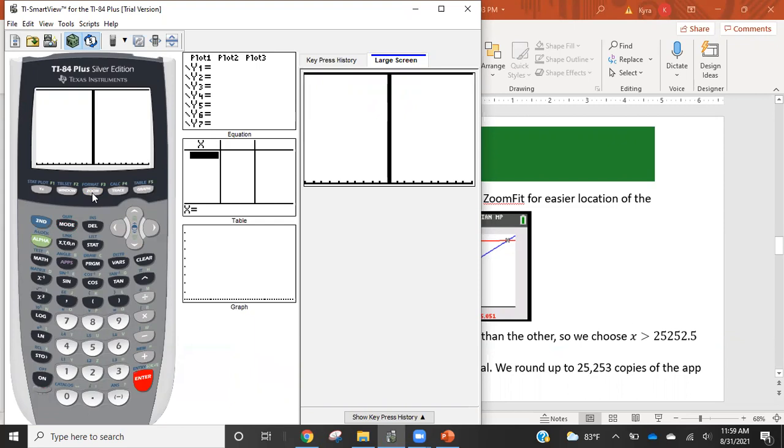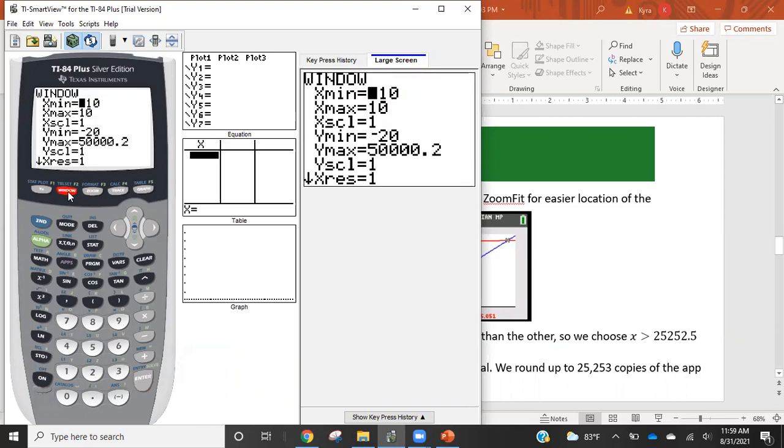That's not overly helpful. I don't see an intersection. So I'm going to change the window. I'll leave the minimum alone, but I'm going to let the maximum be 35,000. And again, you could play around with this. I've solved this problem already. We'll leave the Y minimum, and we're going to make the Y maximum 60,000.